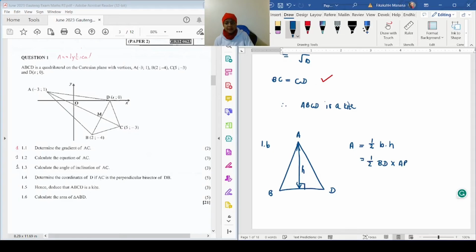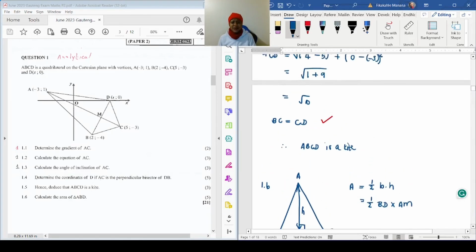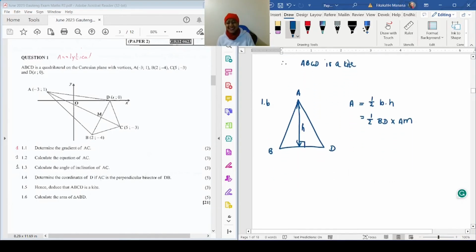Do we have M? M is the midpoint. Okay, so BD, we're going to have to calculate it. Let's just go. Let's get the distance of BD as basically the x-coordinate of D minus that of B. Let's just write down the formula.